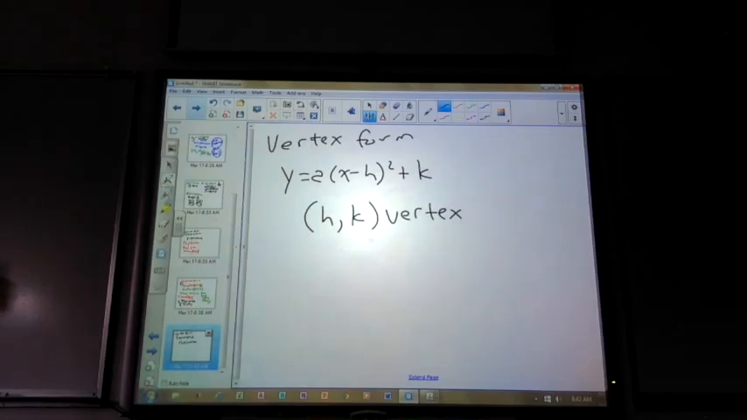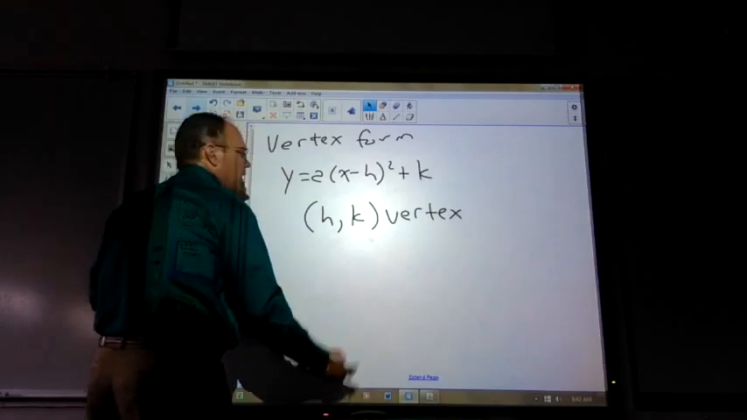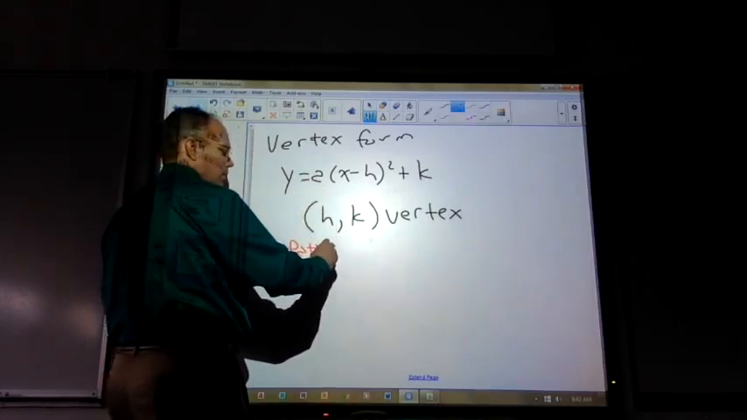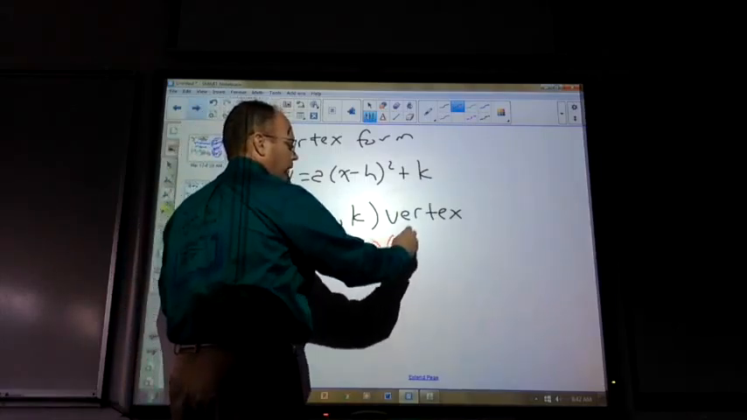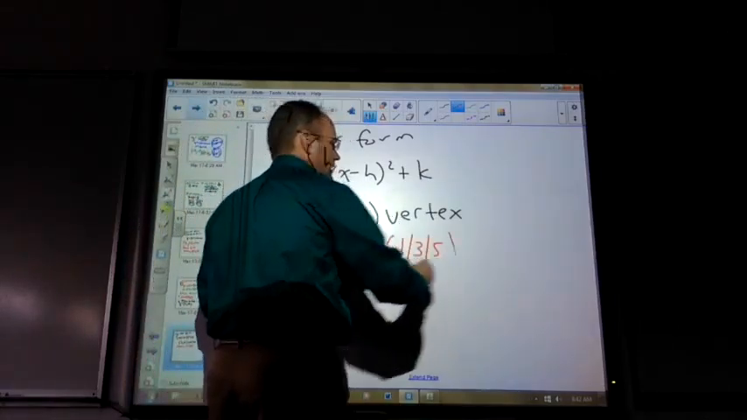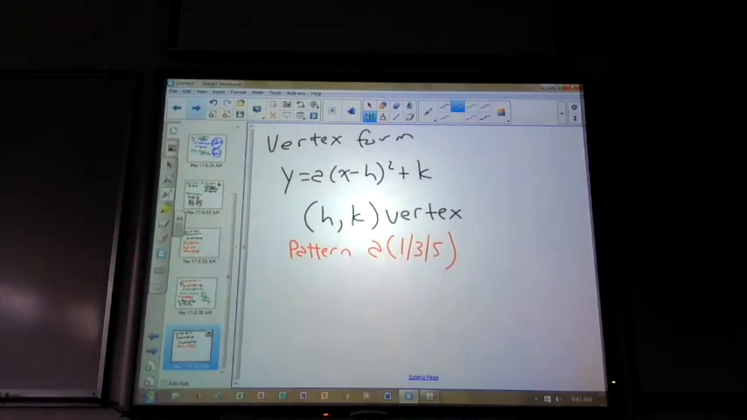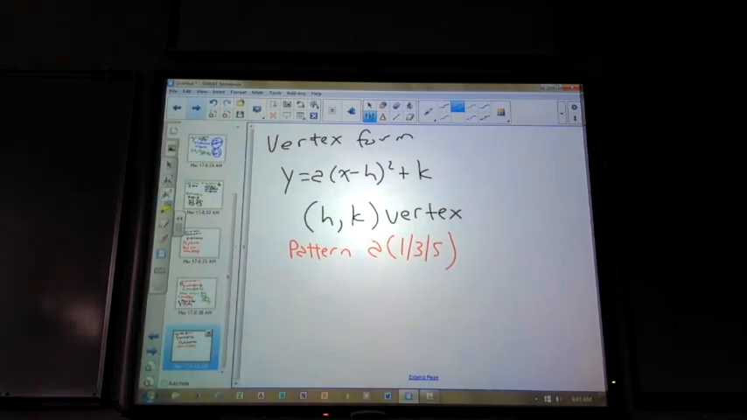But the nice thing is, in vertex form, you can pattern graph using a times 1, 3, 5, and that's going to get you a lot of points. And honestly, we're asking for 5 points a lot of the time, but mathematically, it's acceptable to have 3 points if one of them is the vertex for a parabola. So h comma k is your vertex. The pattern graphing works well.